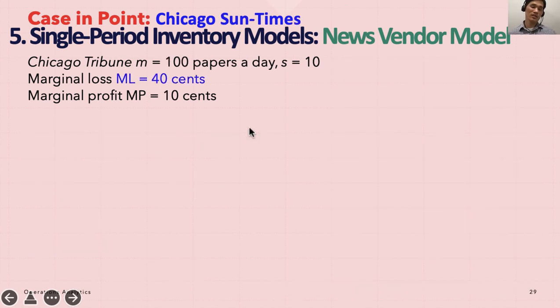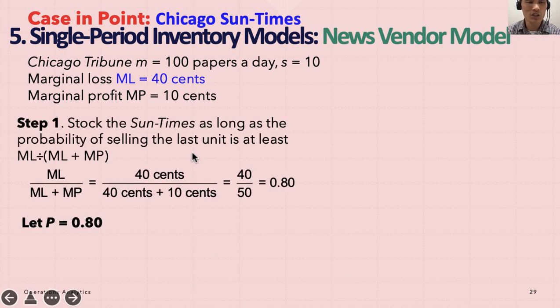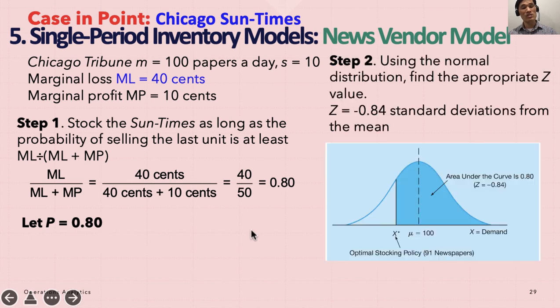If I just take a similar example with a different number, say you are selling 100 papers a day, and the sigma is still the same 10, and marginal loss is now greater than profit. Marginal profit is 10 cents, marginal loss is 40 cents, and how is that going to change your equation? So let's look at step 1. This is similar. So 40 over 50 is 0.8. So P has to be greater than or equal to 0.80.